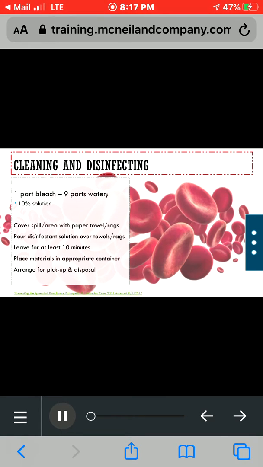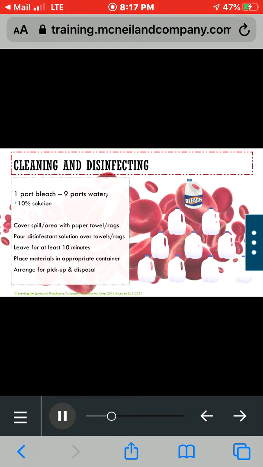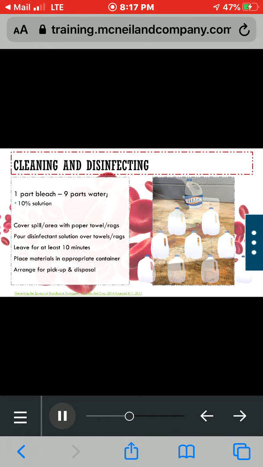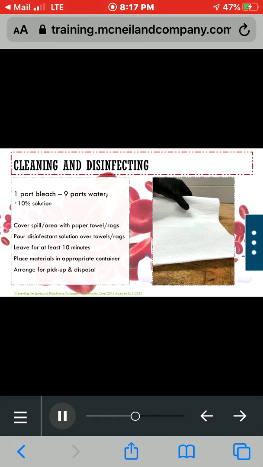When cleaning blood or OPIM from equipment or other materials, the Red Cross recommends a 10% cleaning solution, 9 parts water to 1 part bleach, or 1 gallon of water with 1.5 cups of bleach. The blood or OPIM should be covered with a paper towel or rag, and then the disinfectant should be poured onto the rags and allowed to sit for 10 minutes. This allows time for the solution to neutralize the blood.